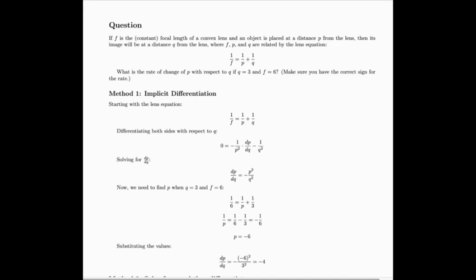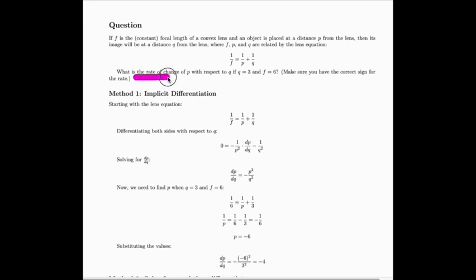If f is the constant focal length of a convex lens and an object is placed at a distance p from the lens, then its image will be a distance of q from the lens, where f, p, and q are related by this lens equation here. So you have 1 over f is equal to 1 over p plus 1 over q.